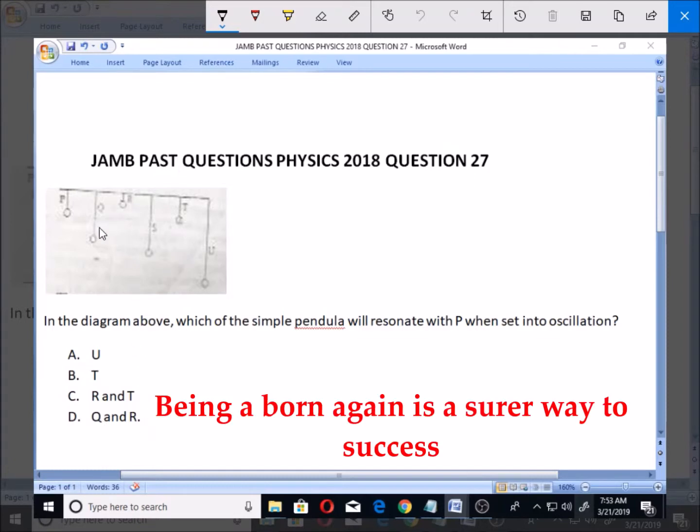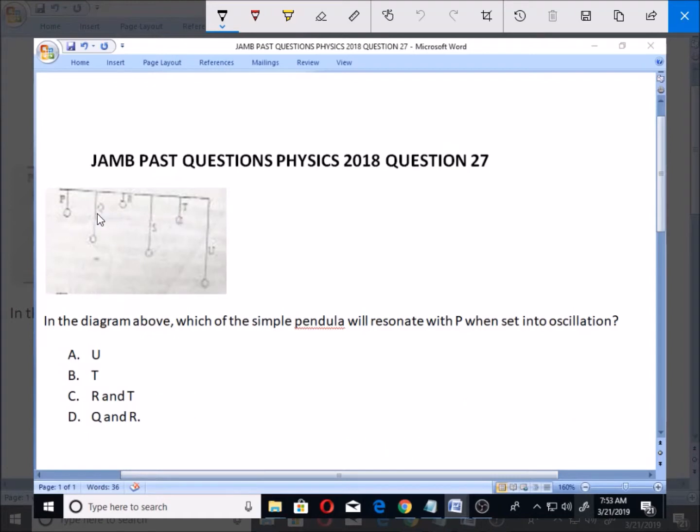So this is the diagram showing P. You can see pendulum P and pendulum T having the same length. You can see Q, R, S, and U. So which of the simple pendula will resonate with P when set into oscillation? You can see that P and T have the same length, so it's likely that T is the answer to the problem, and that makes option B the right answer.